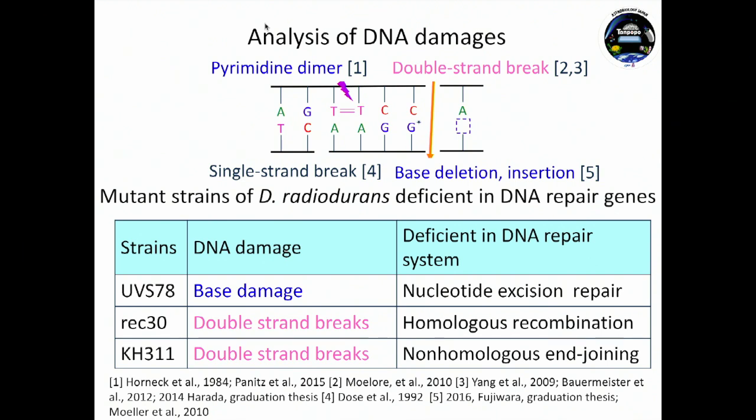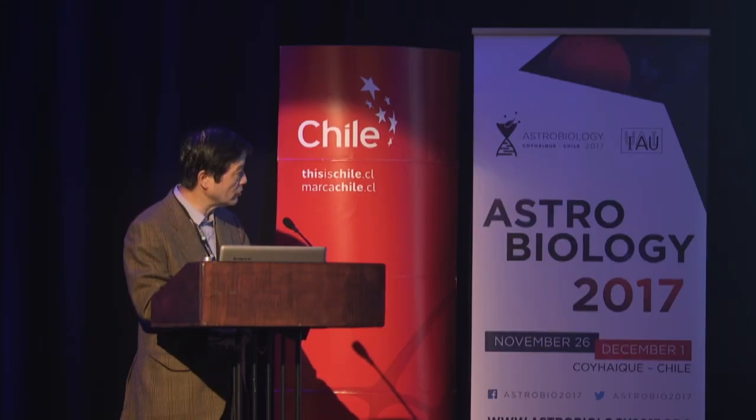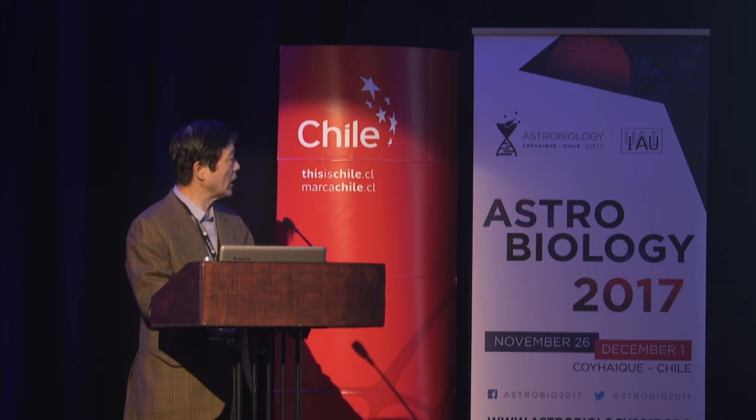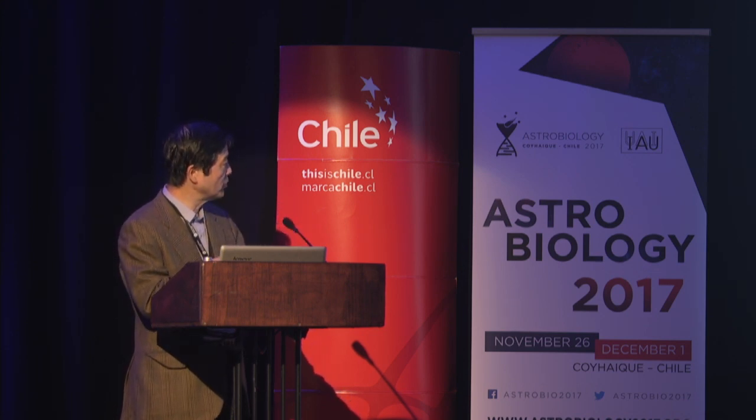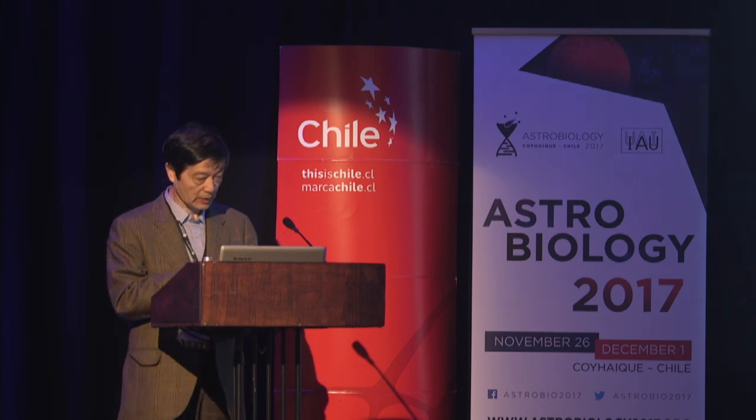So there are repairing systems to repair, for example, base damage. The system is called nucleotide excision repair system. And if there are double-stranded breaks, those double-stranded breaks can be repaired by either of the homologous recombination system or non-homologous end joining system. So we have used the 3 mutants deficiently, one of these 3 systems.